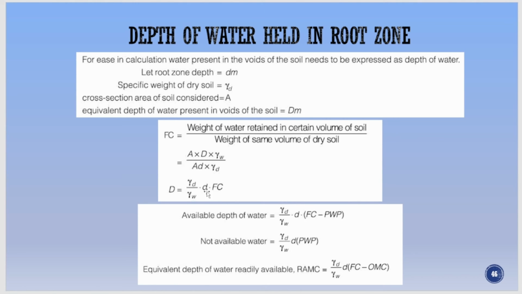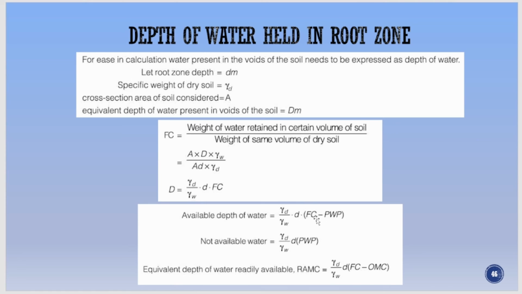Now if you want to determine how much is the depth of water that is available in the soil, we can use this equation: S, the specific gravity of the soil, multiplied by the depth of root zone multiplied by field capacity, will give you the depth of water available, right? Similarly, if I want to determine how much water is between PWP and FC, we use the specific gravity multiplied by the depth of root zone multiplied by FC minus PWP.